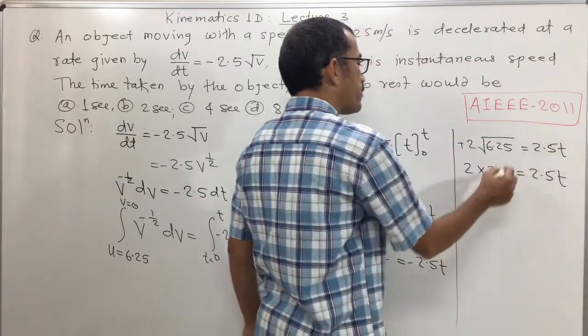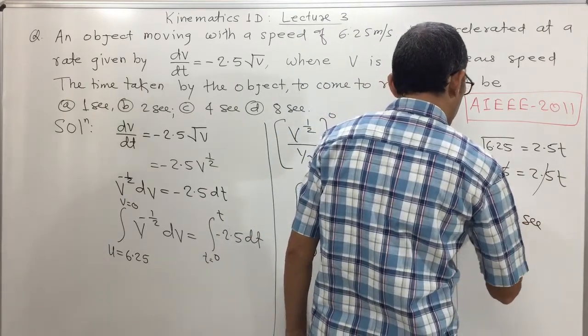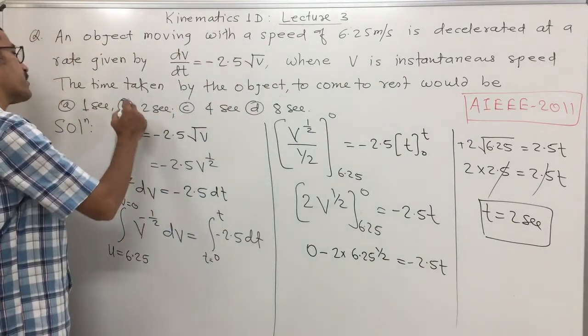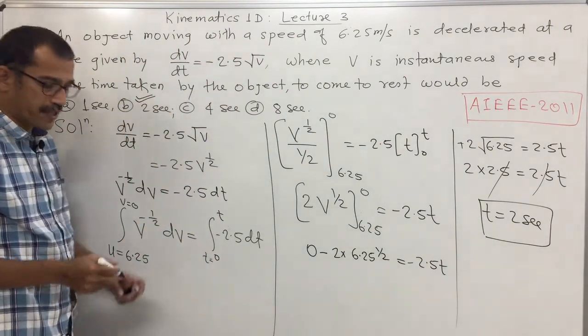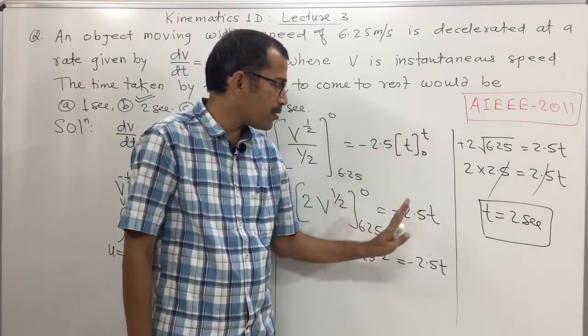The 2.5 cancels, right? What will we get? t equal to what? 2 seconds. Very simple, not difficult, right? It is option 2. Yes, this one is our option. Option B is correct. This one clear, simple, not difficult, right?